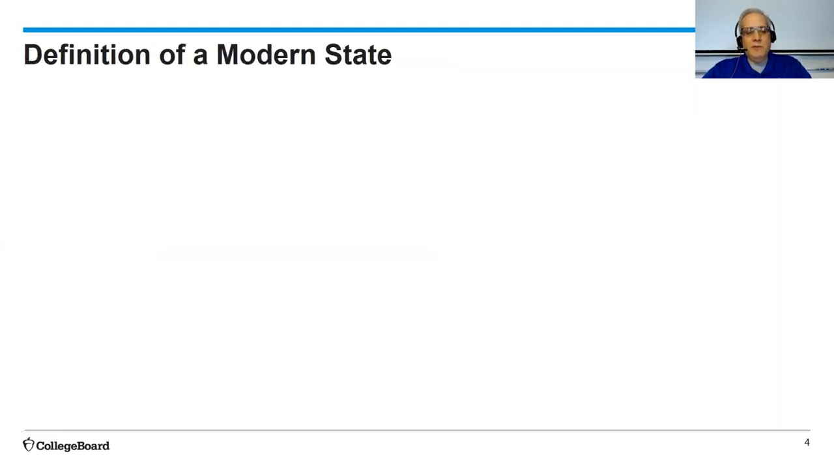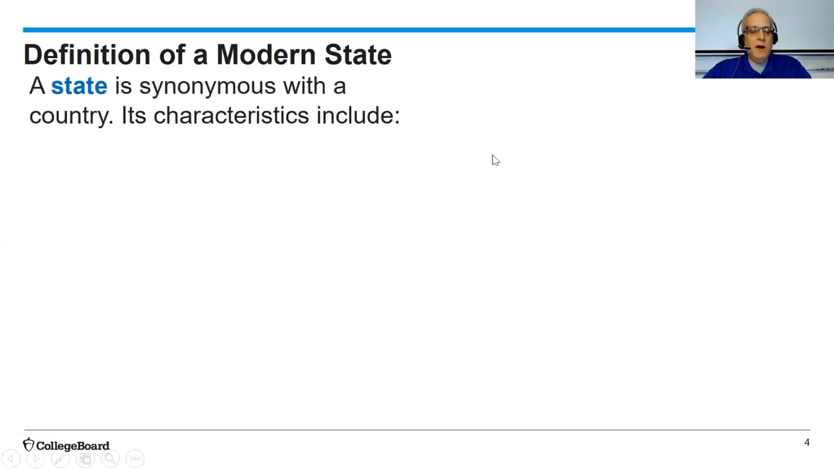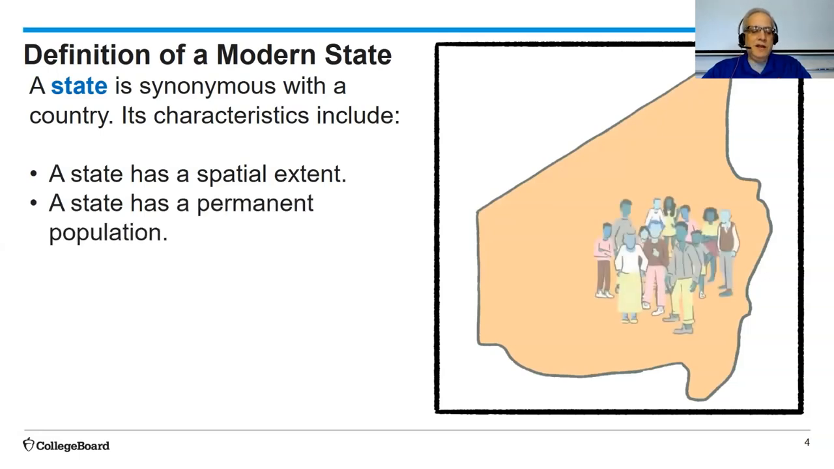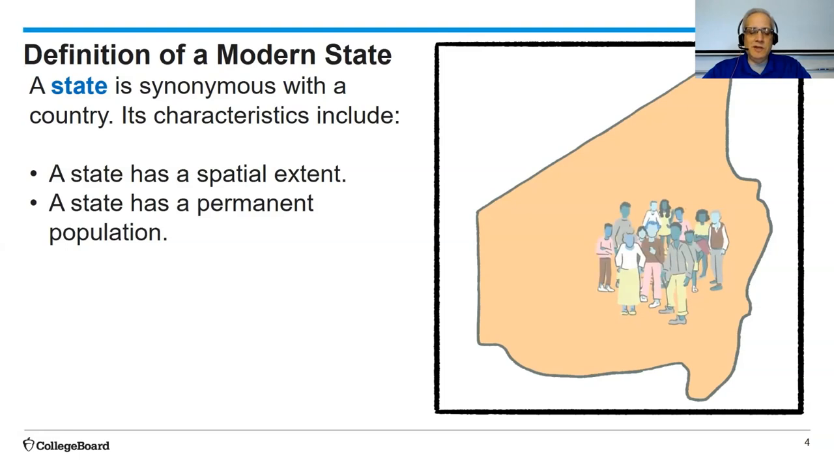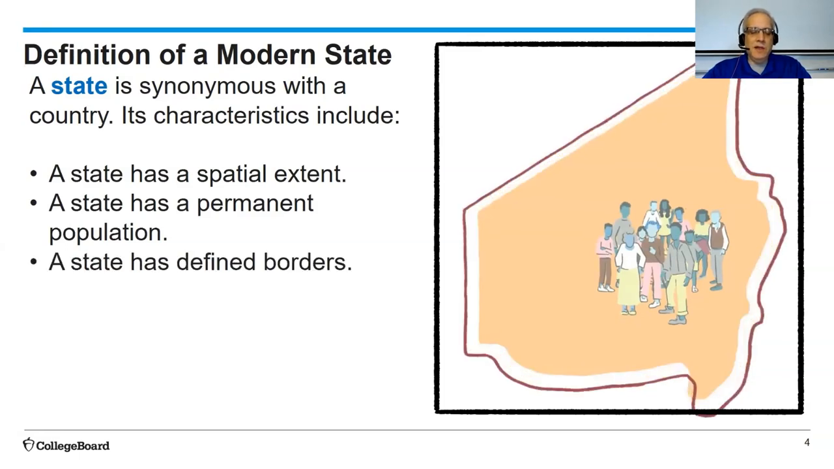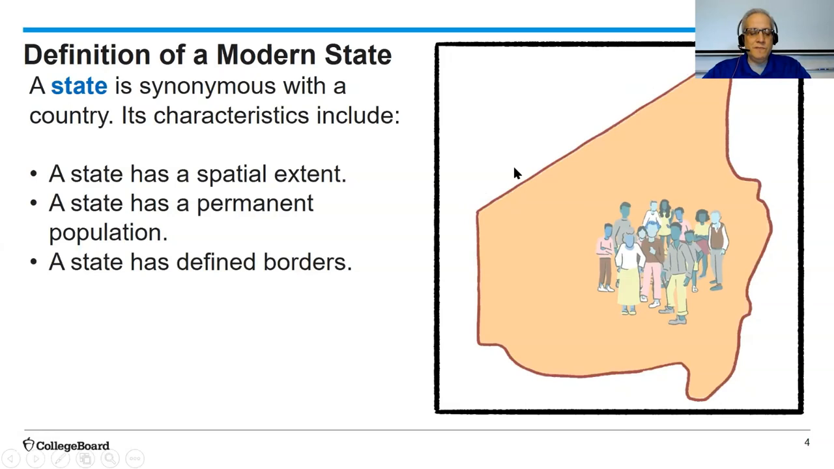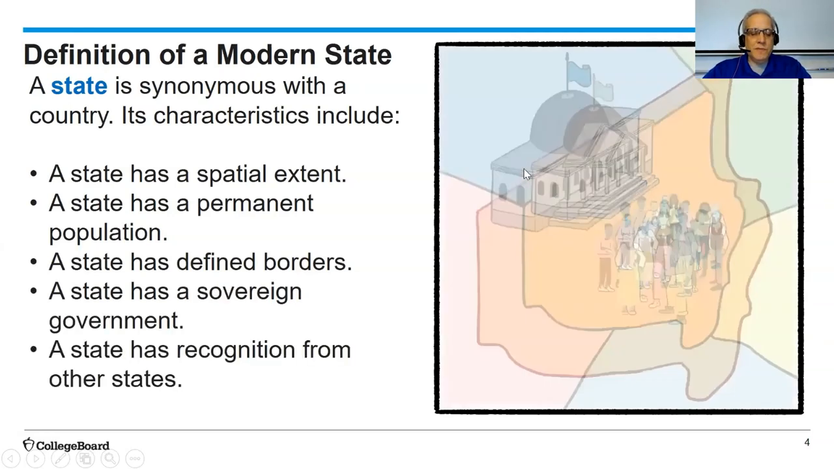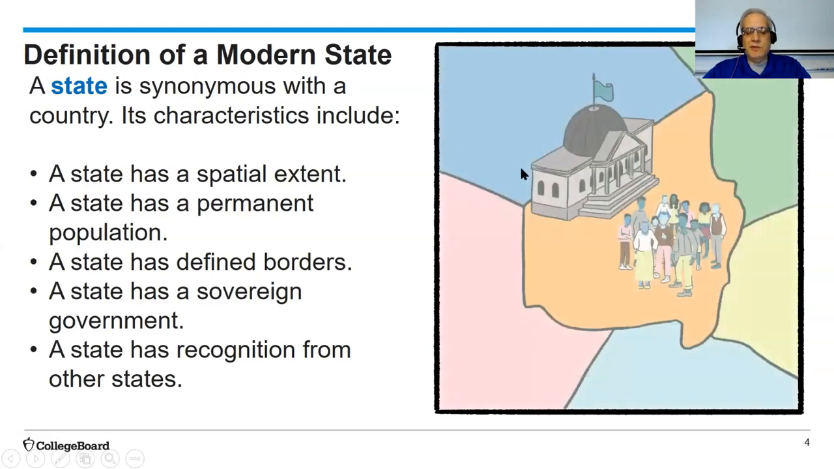Last video, we went into the definition of a modern state. So let's go ahead and review what a modern state is. The modern state is actually a word that is synonymous with country. Its characteristics include the fact that it has a spatial extent. A state also has a permanent population living inside of the area. It has defined borders. A state has a sovereign government. And a state has recognition from other states.